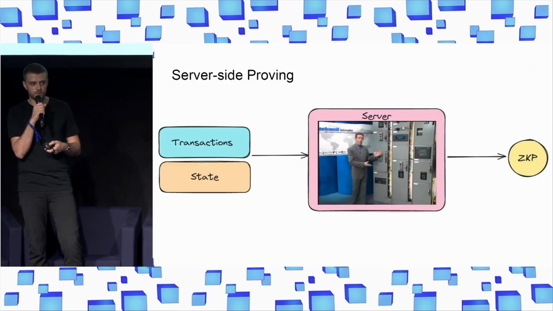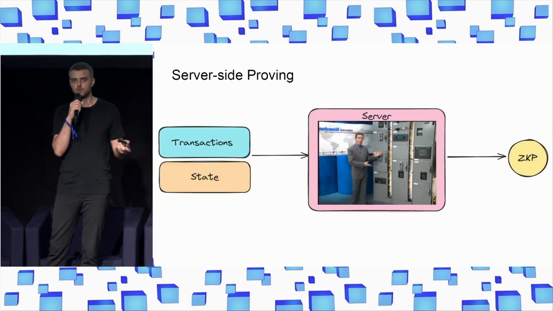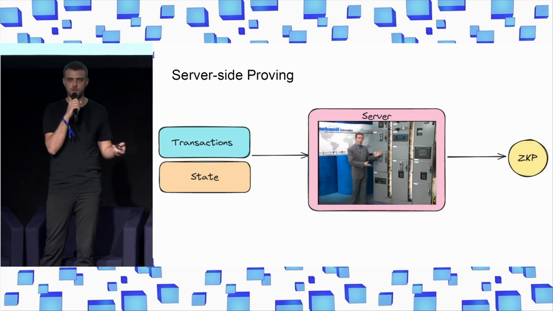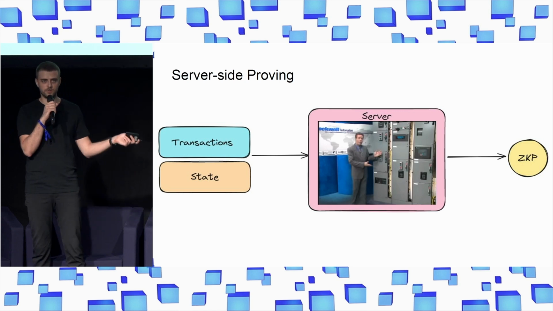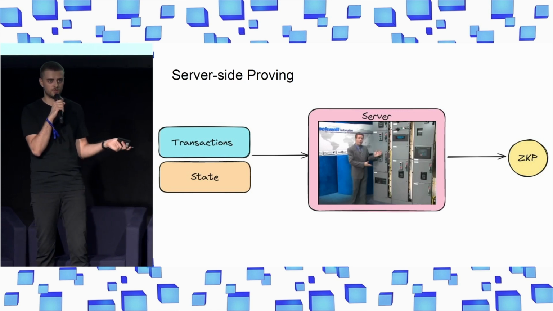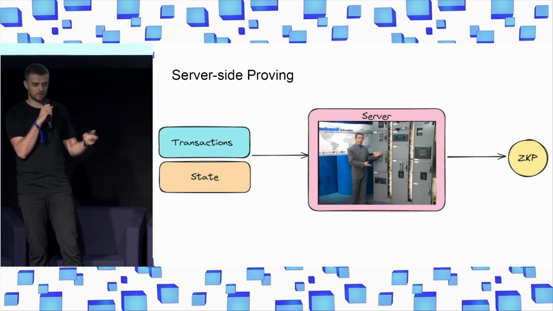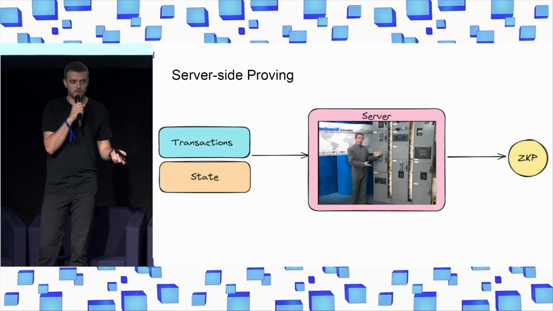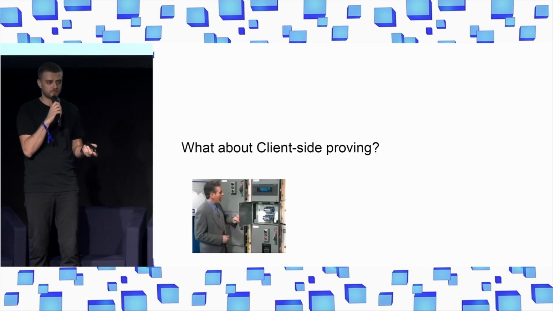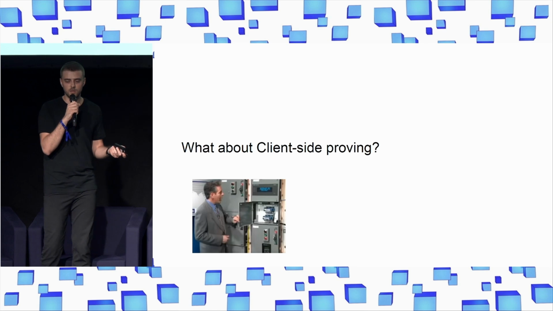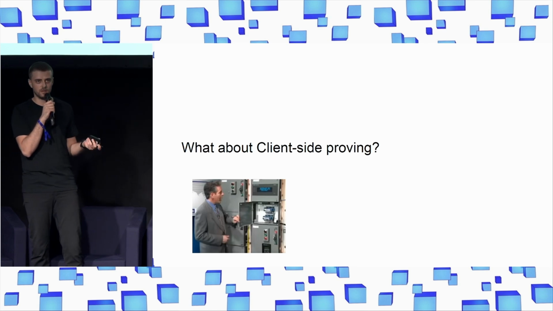And what we were talking about right now is all server-side proving, right? You have your transactions, you have your state, you give it to the server, and it creates a proof. With that proof, you can do things like deposits and withdrawals. But what if you actually care about the client side, right? What if you want to use the ZK part of the ZK SNARK?